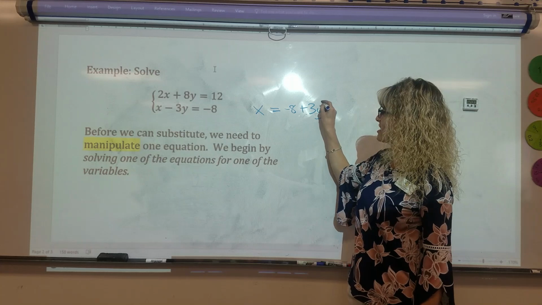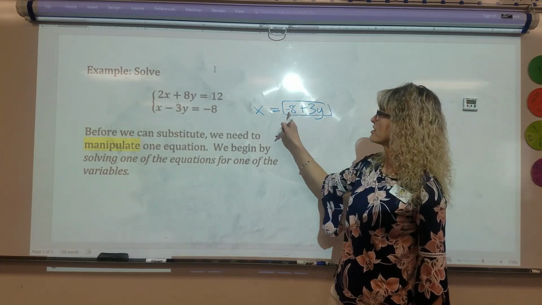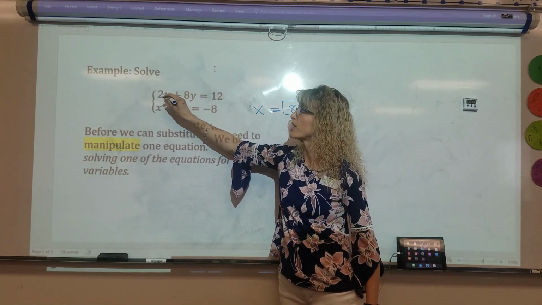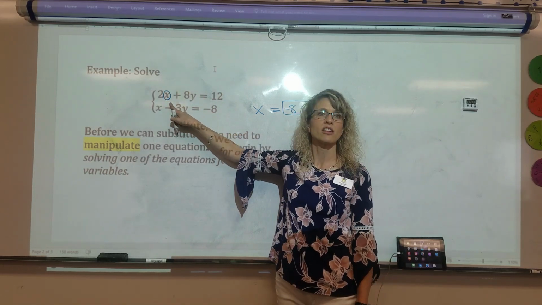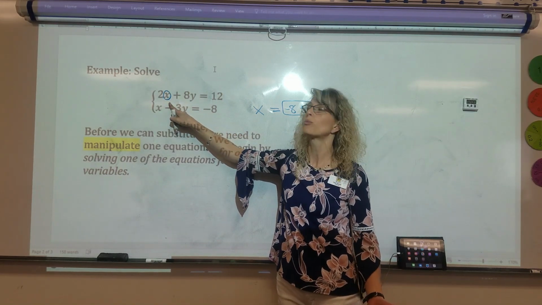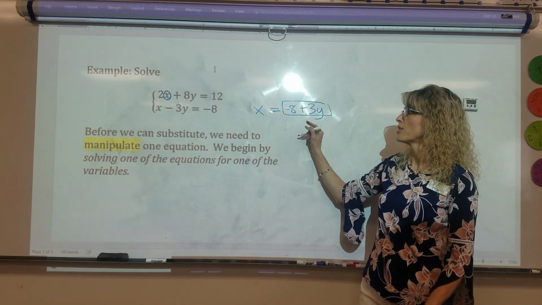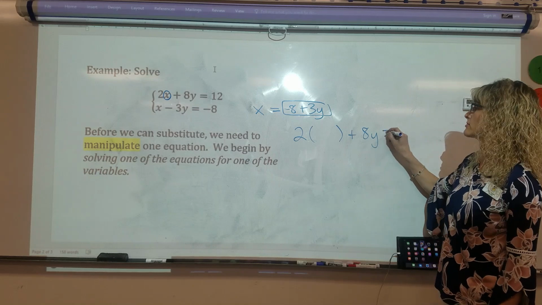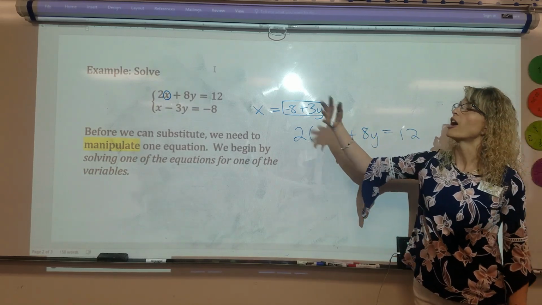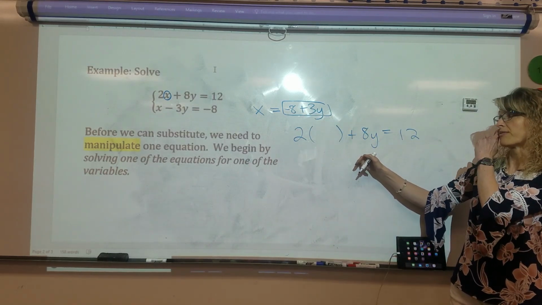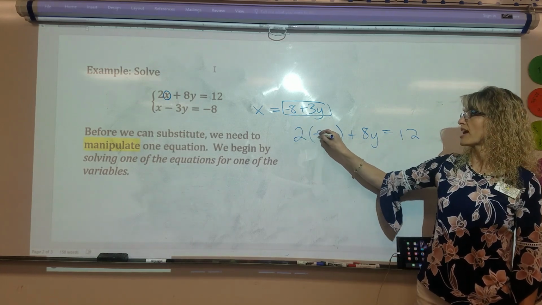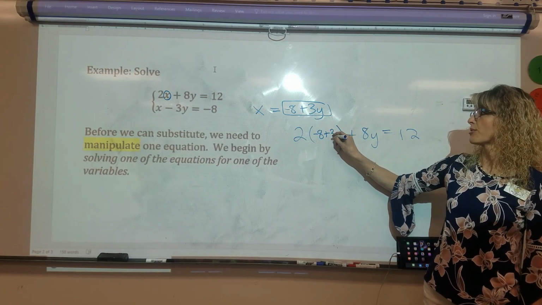So now I've isolated x. Now I need to substitute this into my other equation in for x. So instead of writing an x, I'm going to replace it with what x equals. Rewrite your other equation, which happened to be listed first. Instead of writing an x, I'm going to write what x equals. So x equals negative 8 plus 3y.